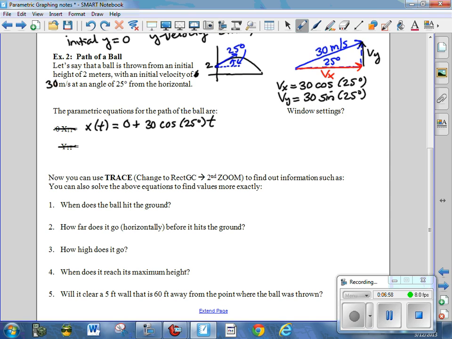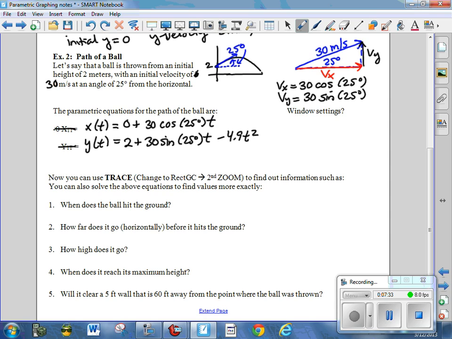That's the rate of change. Actually, slope's probably a bad way to describe it in this case just because we have a pair of equations. But if I was just looking at the x direction, that tells me how much the x component is changing for every second. Y of t then has an initial position of 2 plus 30 sine of 25, which is its rate of change, times t, minus 4.9 t squared to represent acceleration due to gravity. So it's being pulled downward with the force of gravity.